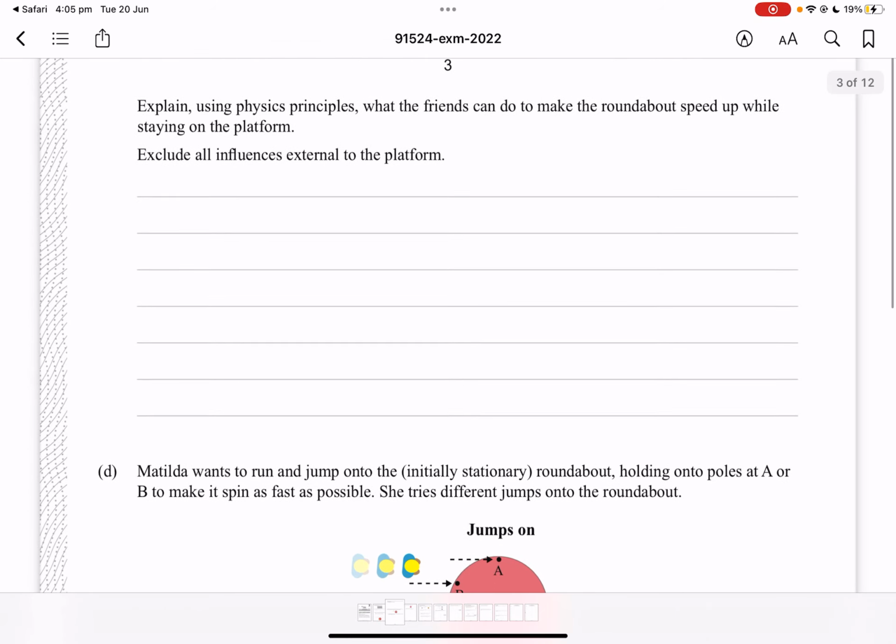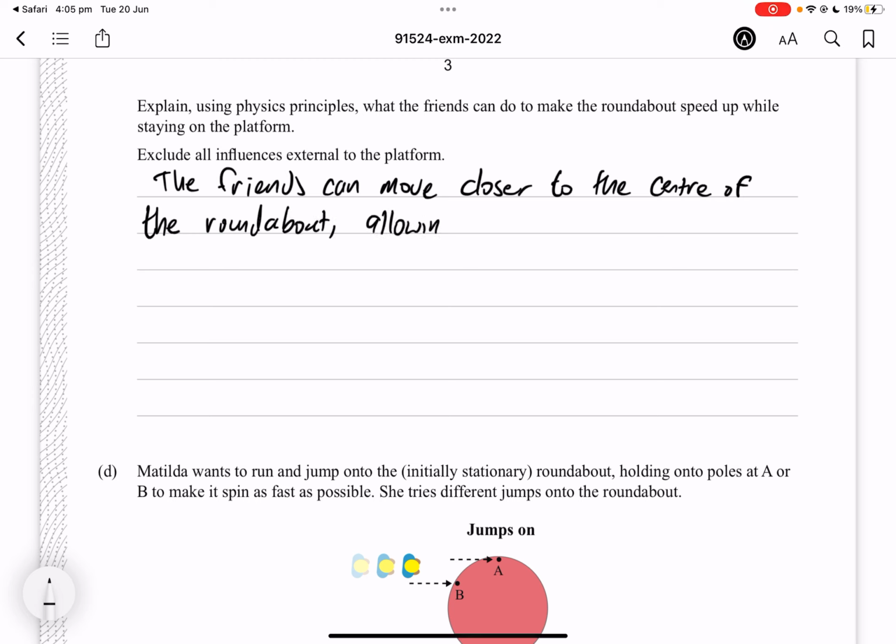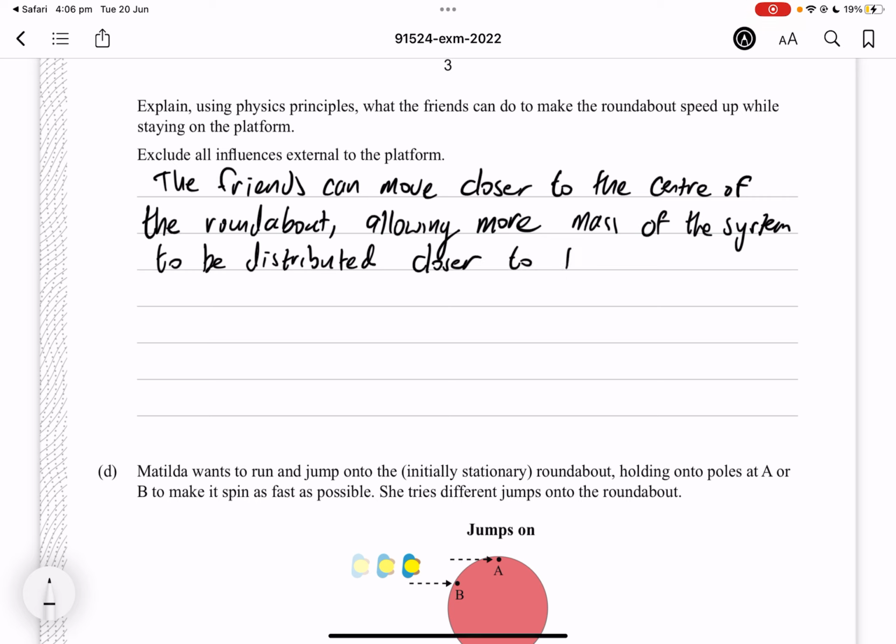So basically, to start off, we'll say that the friends can move closer to the center of the roundabout, allowing more mass of the system to be distributed closer to the center.